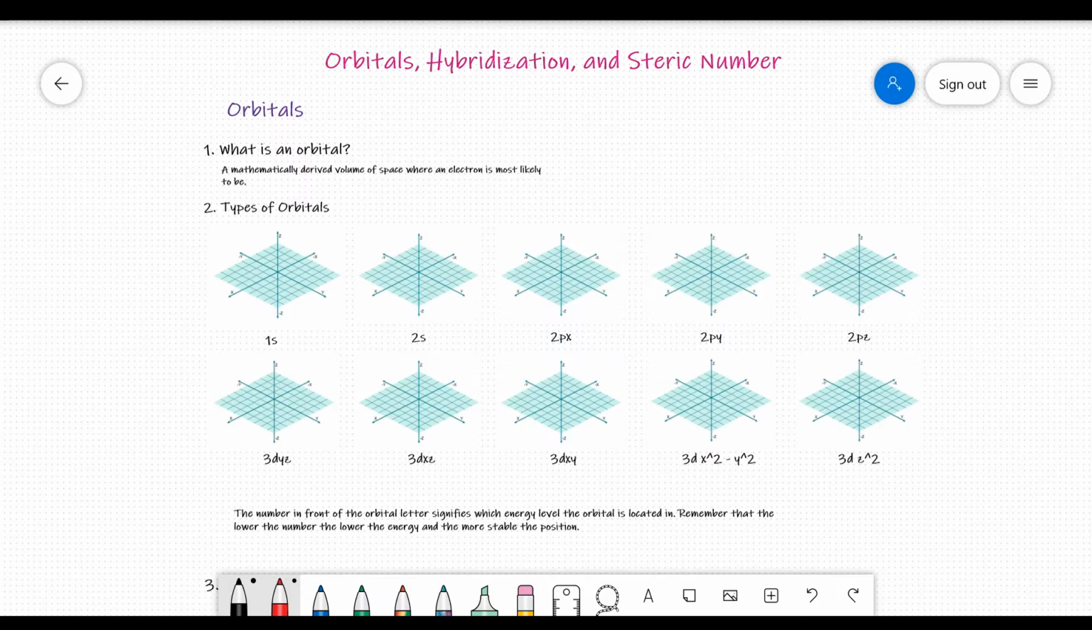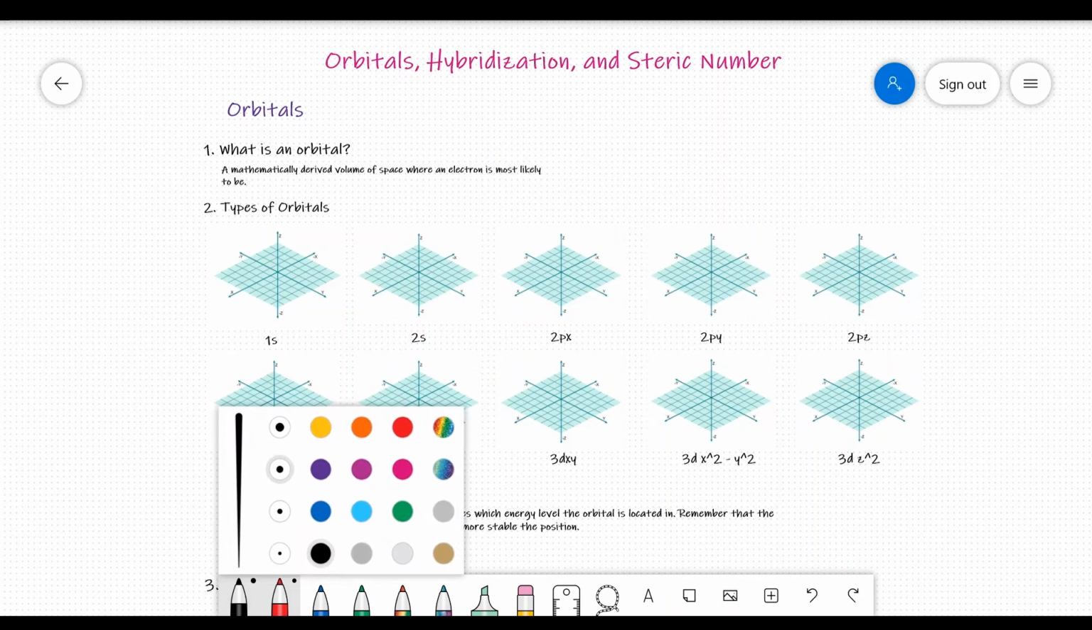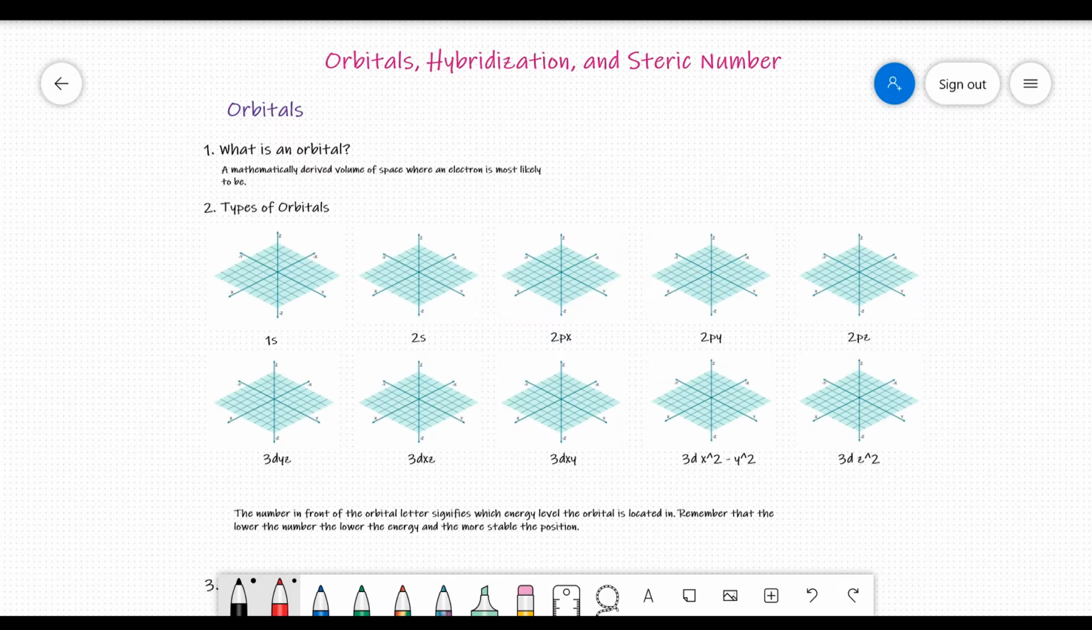So let's start out with our 1s and 2s orbitals. Anytime you see the letter s, it stands for sphere. So whenever we want to actually draw the 1s and 2s orbitals, they're just going to look like spheres. Now remember, we're working on the z, x, y plane, meaning we're working in 3 dimensions. Oops, that looks more like an oval. Let's try that again.